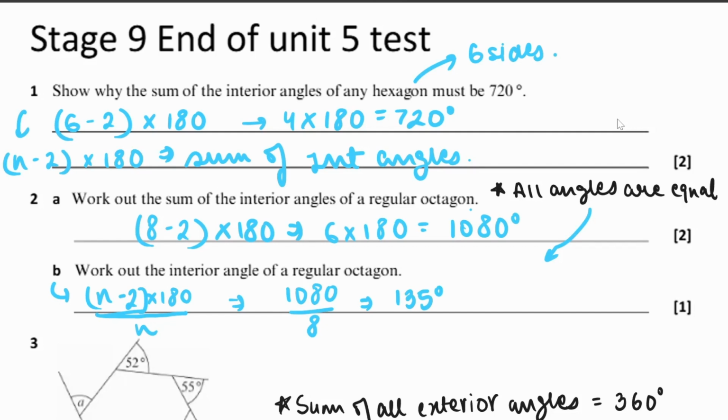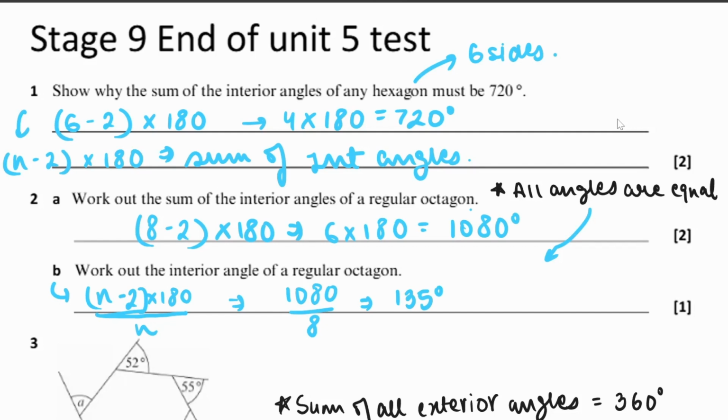In today's video, I'll be going through the Cambridge Lower Secondary Stage 9 End of Unit Test 5 and explaining the solution step by step. If you are preparing for Cambridge Lower Secondary exams, this video will help you understand the correct methods and avoid common mistakes. So let's start solving the questions and look at the complete solutions together. Let's begin with question number 1.